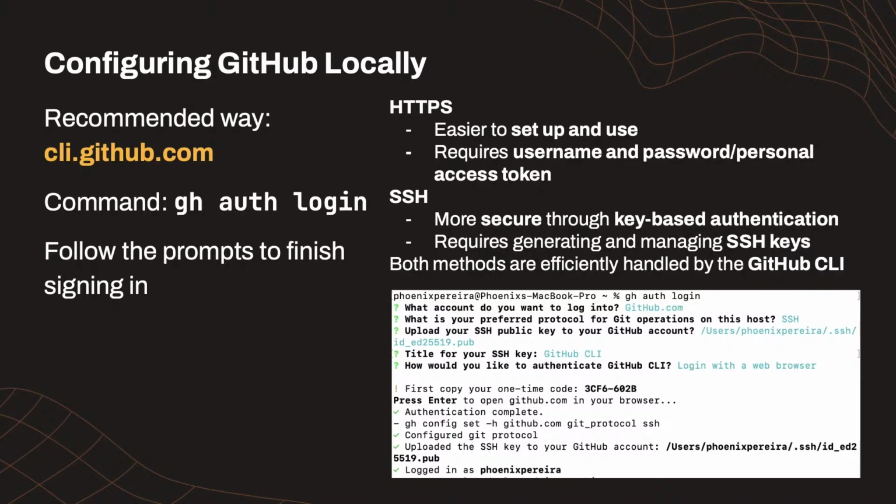So there are basically two different options when you're trying to log into GitHub using this: either HTTPS or SSH. HTTPS is easier to set up and use, but it requires a username and password, although you can use a personal access token, which is more used for specific apps or command line tools. You typically just use a username and password for your local device. SSH, on the other hand, uses more secure key-based authentication, and it requires generating SSH keys.